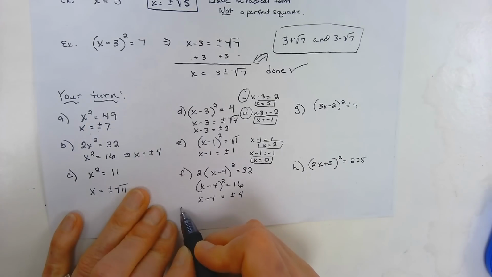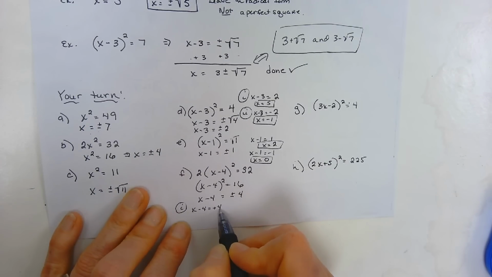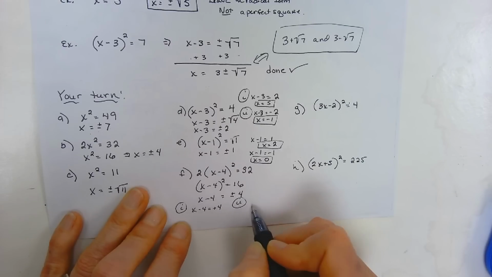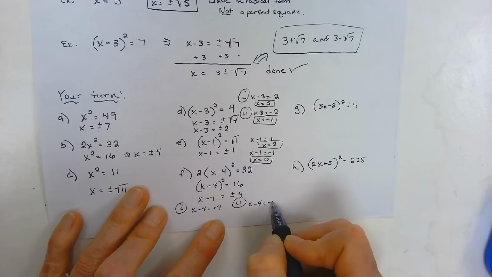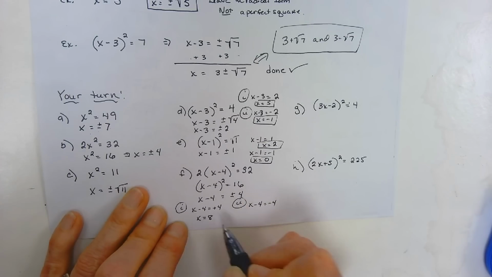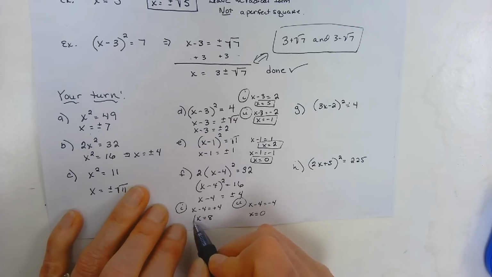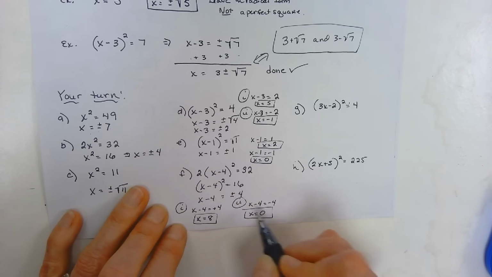Case 1. X minus 4 equals positive 4. Case 2. X minus 4 equals negative 4. If I add 4 to both sides, I get x equals 8. If I add 4 to both sides, I get x equals 0. And those are the two solutions for letter F.